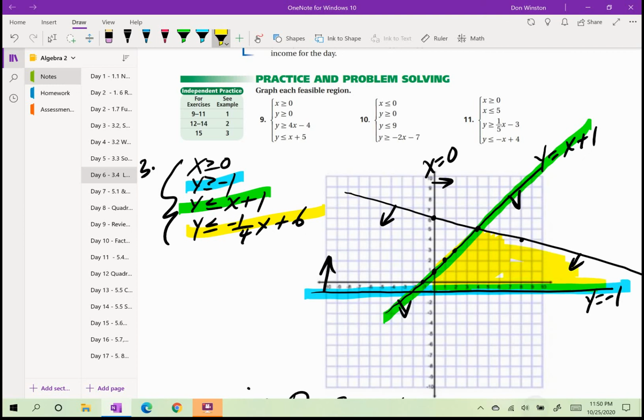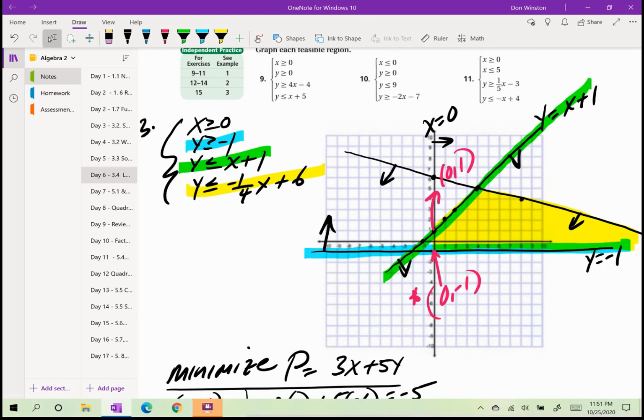Alright, that's my feasible region. Now let's find a corner point. Some of these will be easy to find. So what is that? That is the point (0, -1). This is a point, so that's a corner point. This is the point (1, 0). No, x is 0, y is 1.